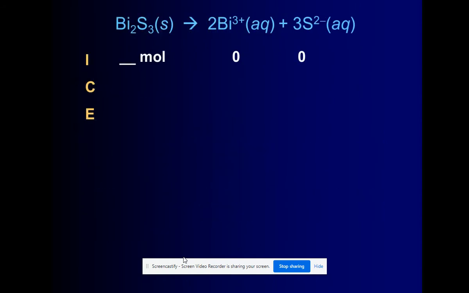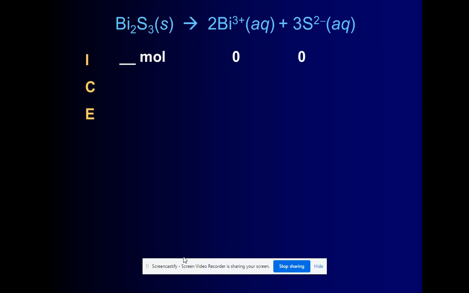All right, so there is a change on your note sheet for this one. So I've got here an example of a dissolution reaction. It should be a double arrow, sorry, with bismuth sulfide. We see that bismuth sulfide makes 2 bismuth ions and 3 sulfur ions.